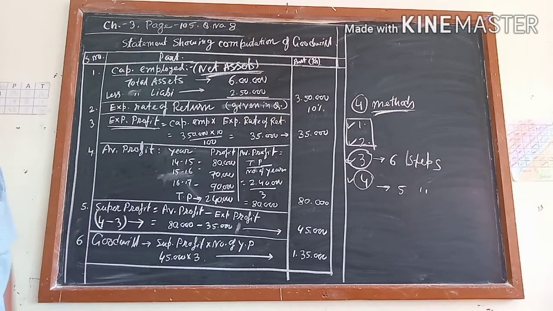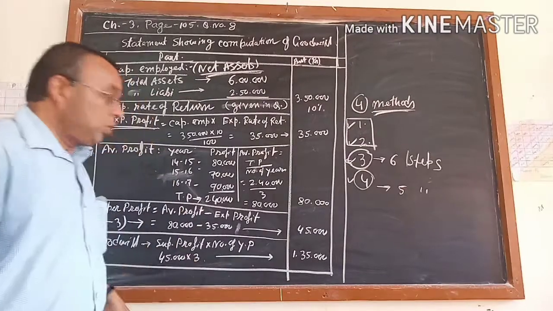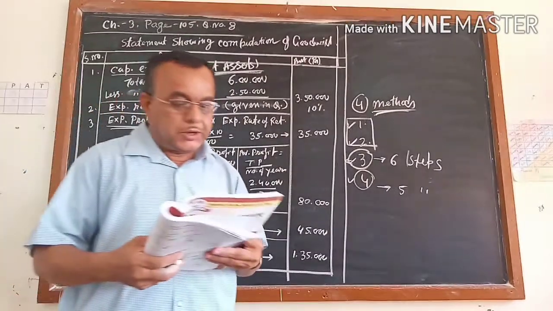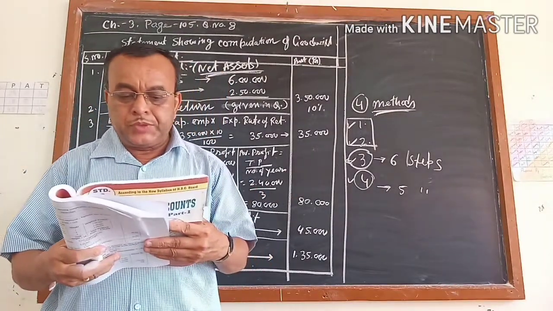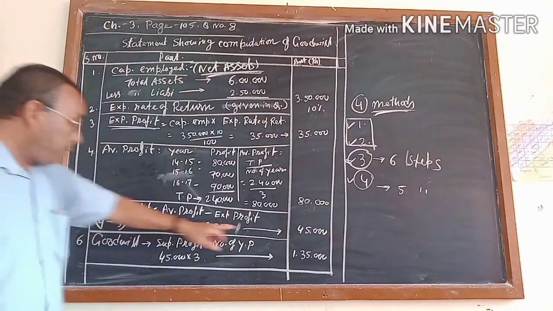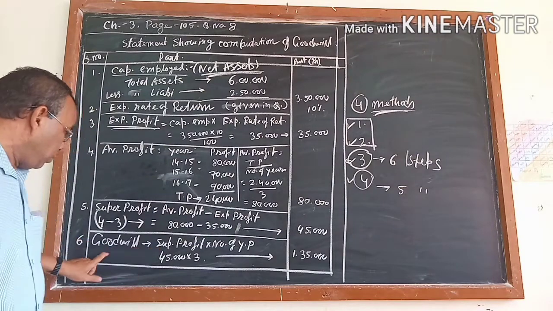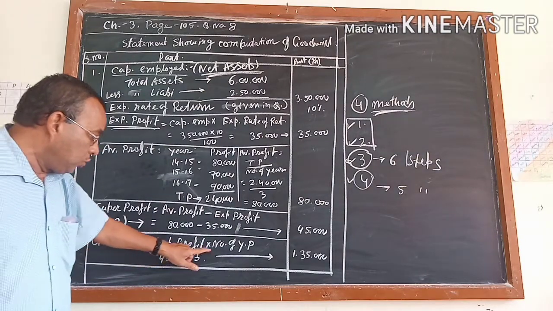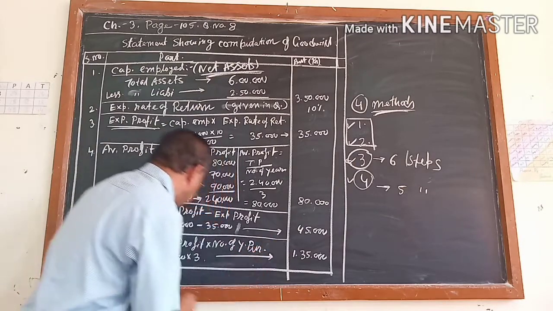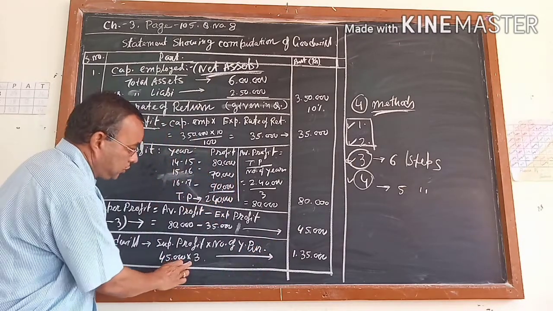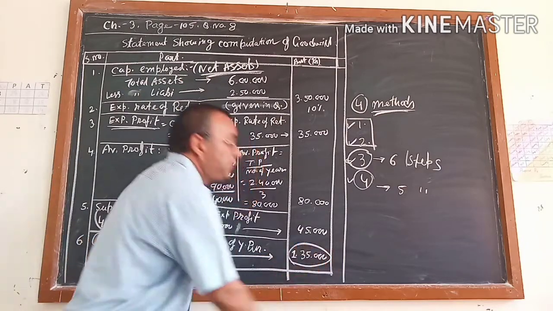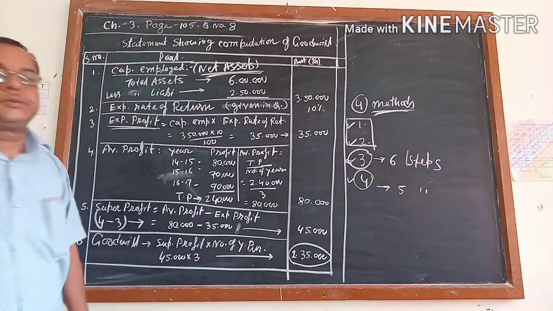And the last step is called goodwill. It will be given as years' purchase. It is given 3 years' purchase. We have to calculate the goodwill on the basis of 3 years' purchase on super profit. So whatever super profit you are getting, the goodwill will be the super profit into number of years' purchase, which is 45,000 into 3, equal to 1,35,000. This is your answer for question number 8.